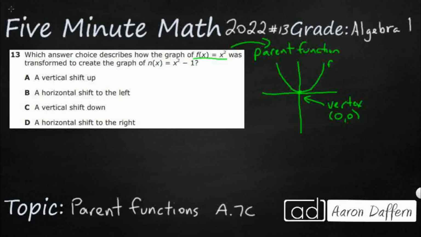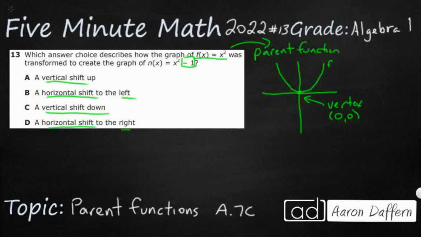It was transformed, though, to create the graph of n of x equals x squared minus 1. So this is what we did. We just did a minus 1. So what does that do? So look at our options. Vertical shift up, vertical shift down, horizontal shift left, horizontal shift right. So it's going to move somewhere, up, down, left, or right. We just got to figure out which one.